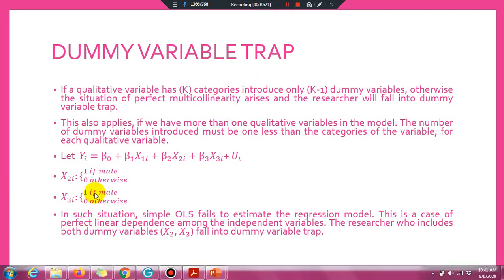So if we introduce two dummy variables in this model, like x2i and x3i, the researcher will fail to estimate the regression model. In this case, there is a perfect linear dependence among the independent variables, and this is technically known as multicollinearity among the variables, and the researcher who includes dummy variables like x2 and x3 falls into the dummy variable trap.